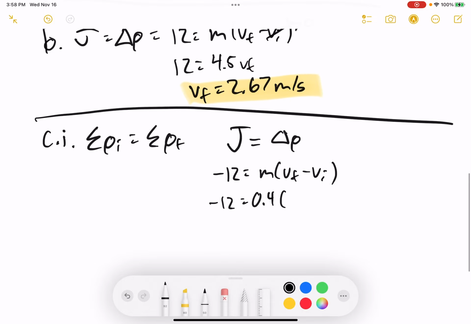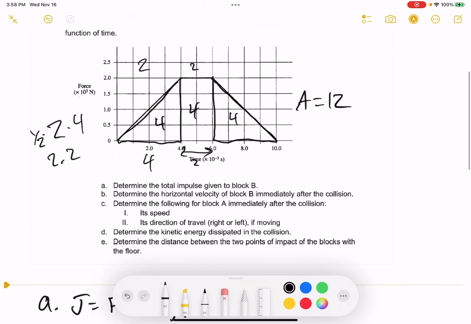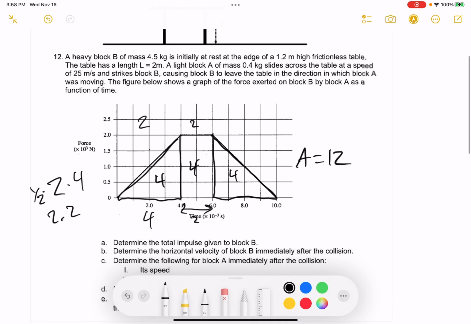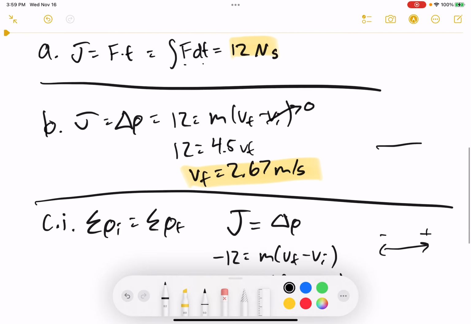0.4, and then I have VF, which is what I'm looking for, minus VI, the initial velocity of that block, which was 25 meters per second. Remember, the reason I had to make this a negative is because it's in the opposite direction, to the left. If I draw a scale here, to the right is plus, this way is minus. We're keeping with the same scale we had earlier.